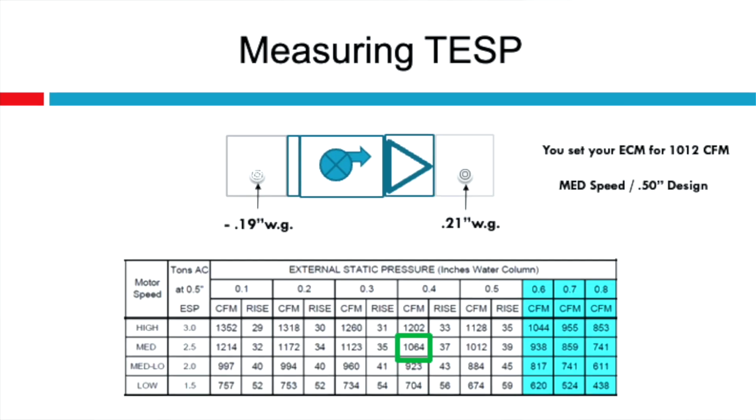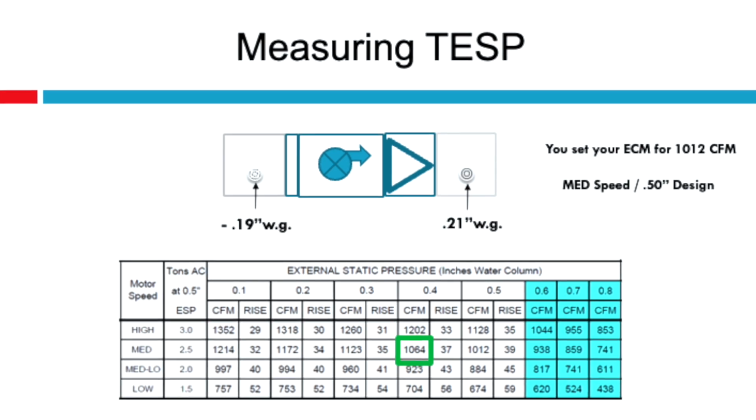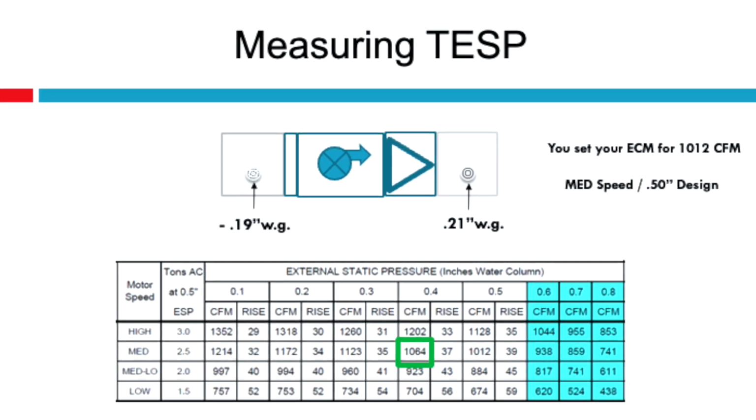Now, in my design, when I did my manual D calculations, I designed this system on medium speed because I had a 2.5 ton air handler. That 2.5 ton fan speed, in order to get above the 1000 CFM I was targeting in my design, the closest setting I had was at 0.5 inches of water column, and that's what I started my design around. Now, when I measured the system, it didn't measure 0.5 inches of water column.